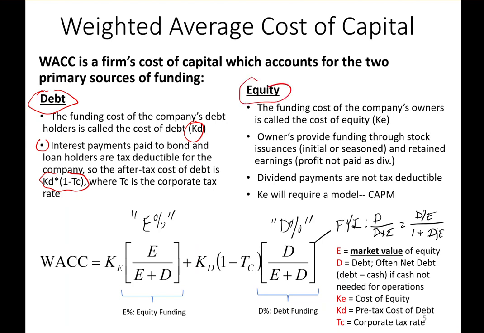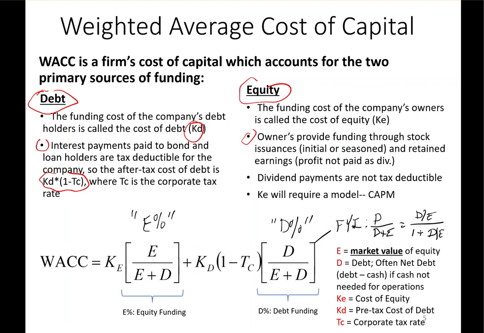Now, equity funding. Funding that comes from owners is called the cost of equity, again KE or RE. When do the owners actually provide funding? During stock issuance, either an IPO, initial public offering, or a seasoned offering. Once a company has been around for a while and has already had an IPO, it needs to issue more stock for more funding. That's called a seasoned equity offering.